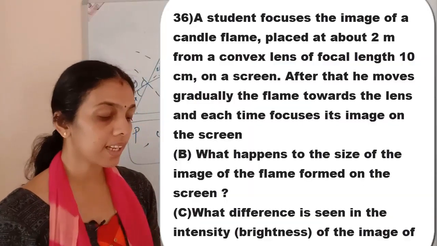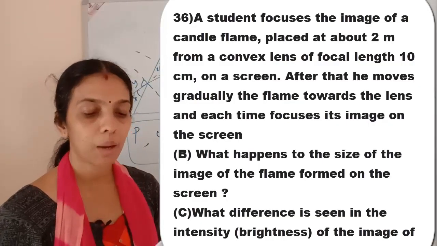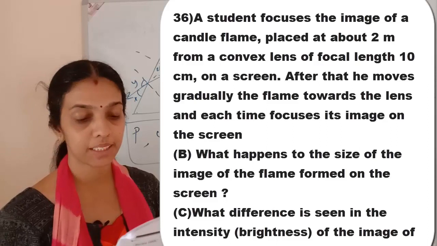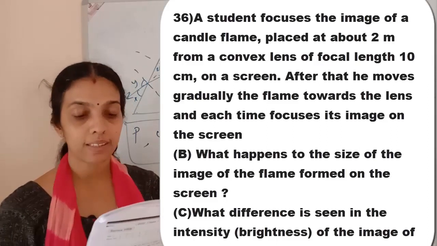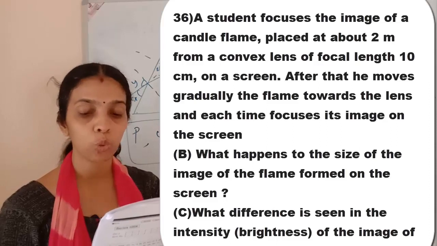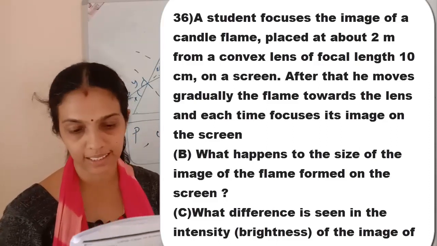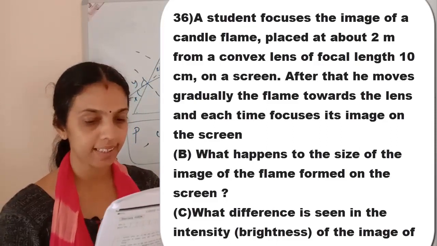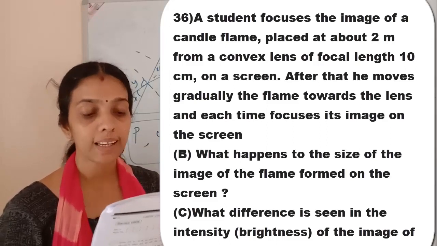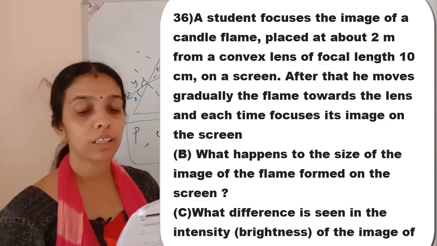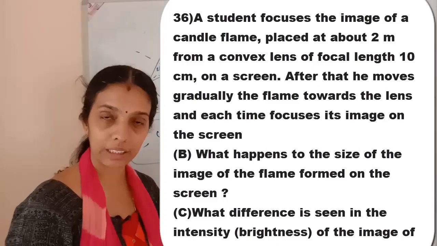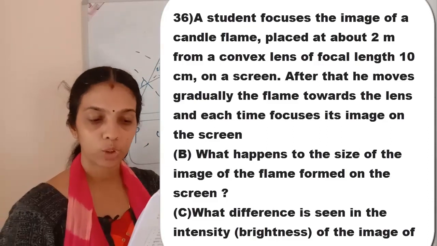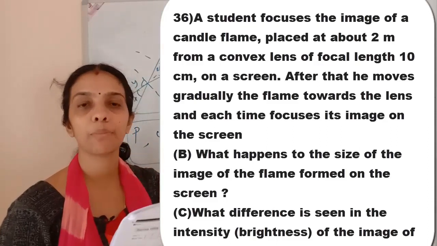A student focuses the image of a candle flame placed at about 2 meters from a convex lens of focal length 10 centimeter on a screen. After that, he moves gradually the flame towards the lens and each time focuses its image on the screen. So now it is at a distance of 2 meters, and when he is gradually moving towards the lens, each time he focuses the image on the screen.